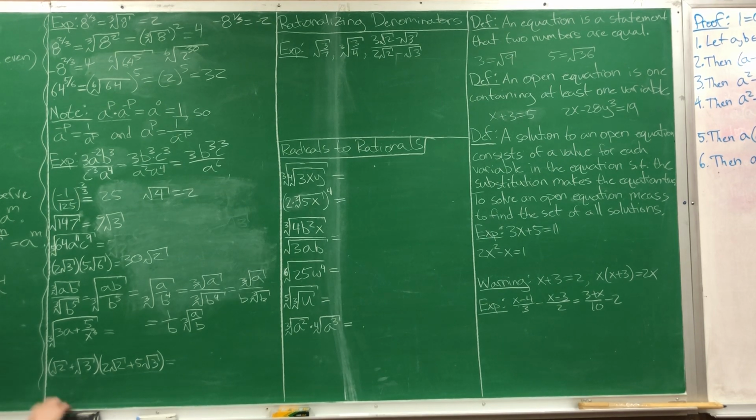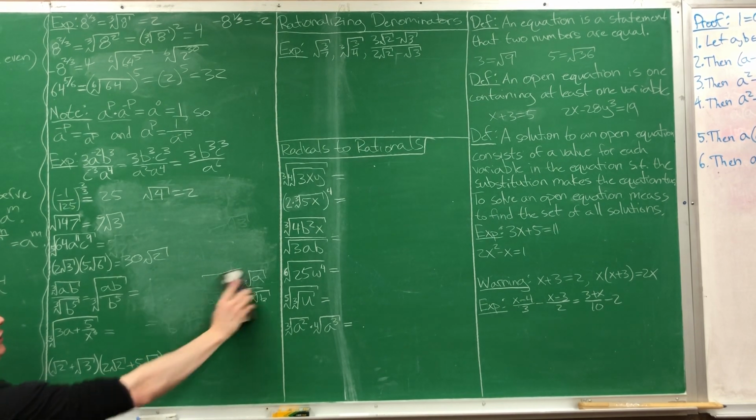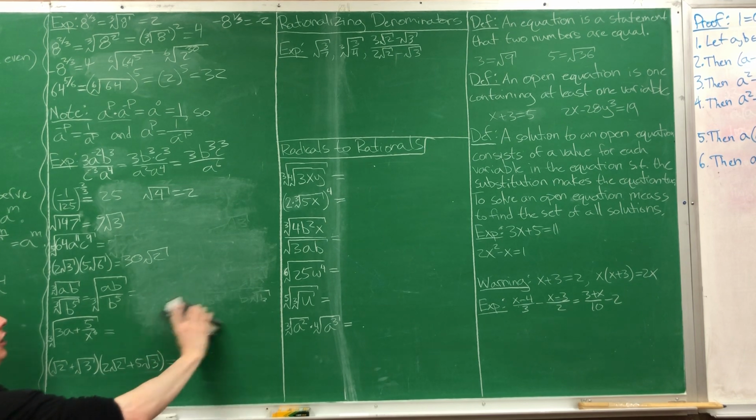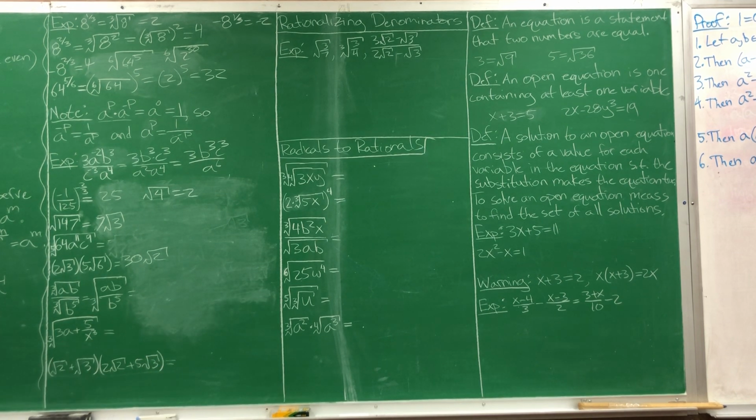Okay, so that was that one. What about this one? The cubed root of 3a plus 5 over x cubed. Where can we start with this one? You can get a common denominator. Get a common denominator under our radical.